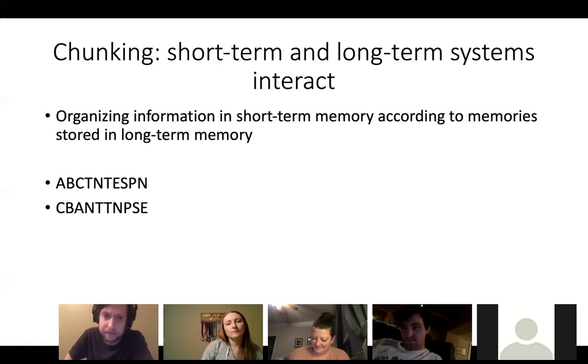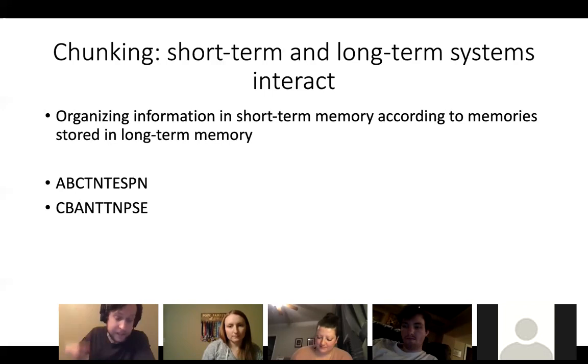That's the whole basis of chunking. You're taking a whole bunch of stuff that you would otherwise have to remember with your short-term memory, but you're using your long-term memory to offload, to help. You're using your long-term memory to boost your performance on what appears to be a short-term memory task. This is basically the Miller task, except here you're able to use your long-term memory.